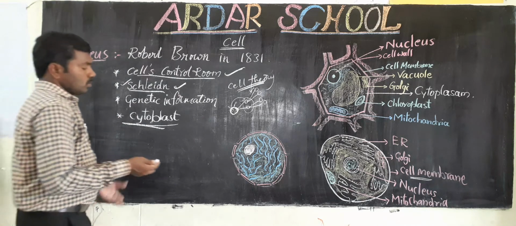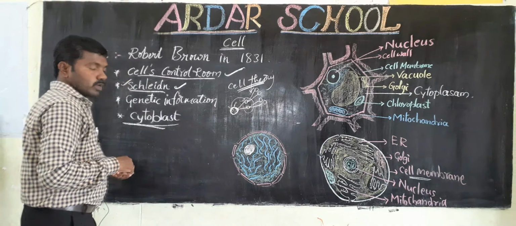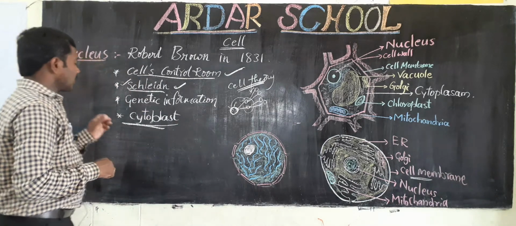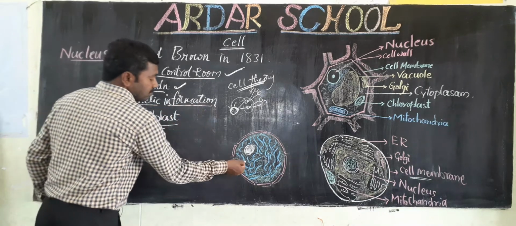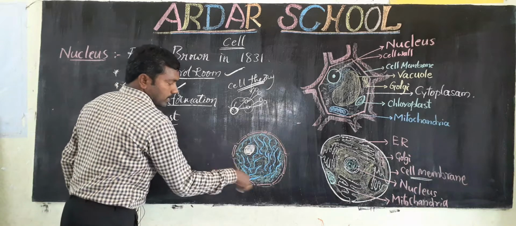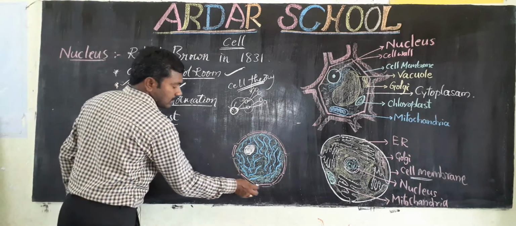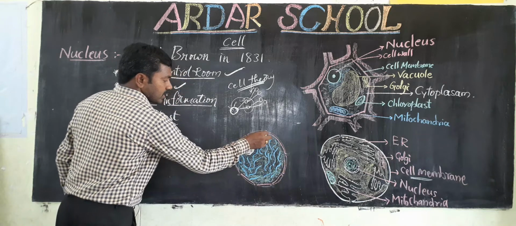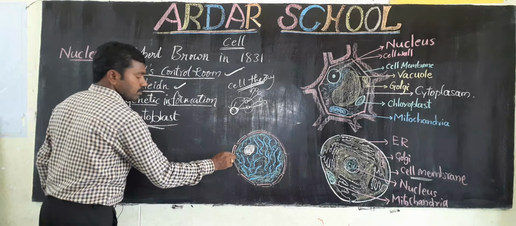Next one. If you observe the nucleus, it plays the key role. Why? Because it has the genetic information or genetic material. This is the genetic material. If you observe, this is the nucleus. It has a layer. This is the nuclear membrane.